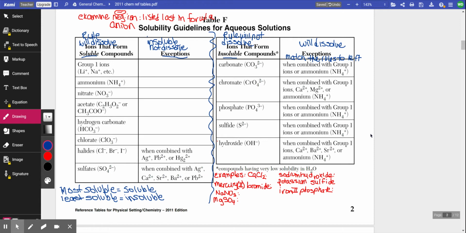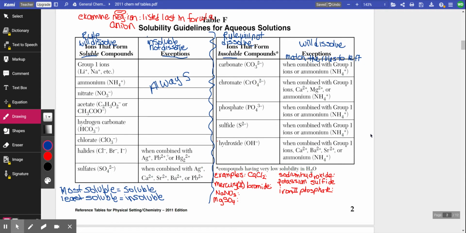So it's a guideline. This column right here is the rules. If the rule says that it's soluble, it will dissolve in water. If there's no exception to the rule, that means it's soluble all the time. So all of these are always going to be soluble. No matter what this nitrate is with, it's going to be soluble. Everything in group 1, no matter what it's with, is going to be soluble.